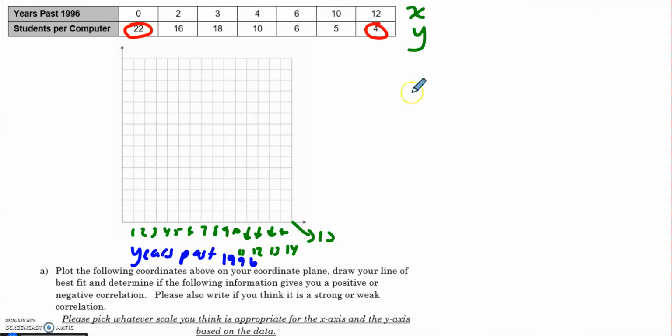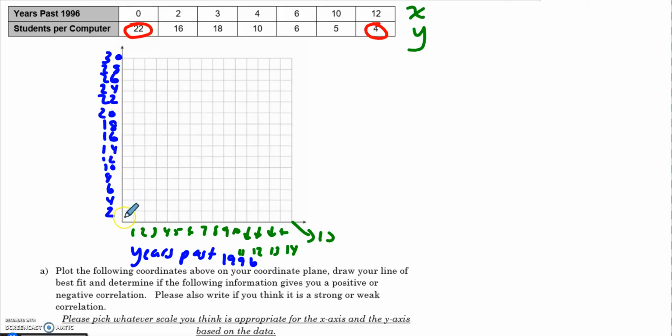The y-axis, however, ranges from 4 all the way up to 22. So when I did this problem before, again, it's completely your choice, but I'm going to choose to go by 2s. So let's see if I have enough room if I skip. 2, 4, 6, 8, 10, 12, 14. No, so I have to go by every line, but go by 2s. I'm going to choose 2, 4, 6, 8, 10, 12, 14, 16, 18, 20, 22. I know that's my top, but I'm just going to keep going. 24, 26, 28, 30. So now I'm going to plot my information.